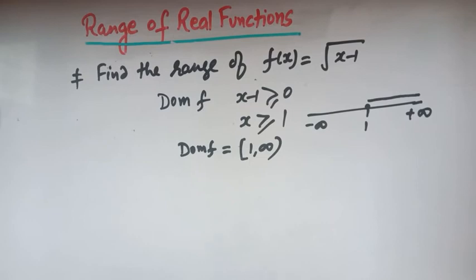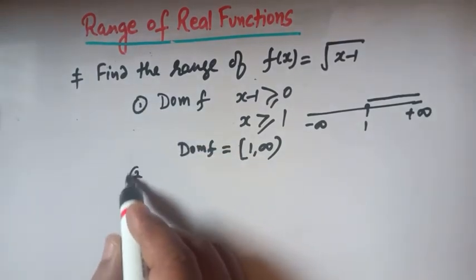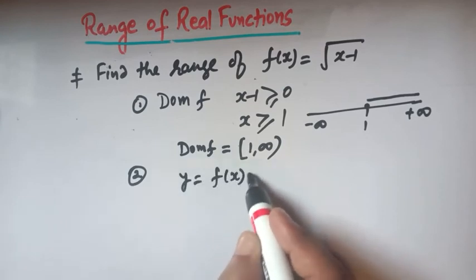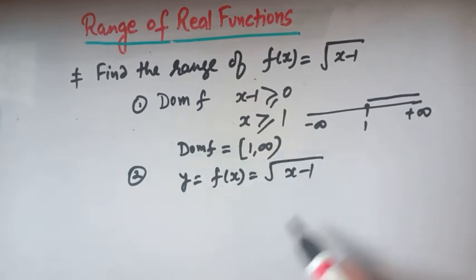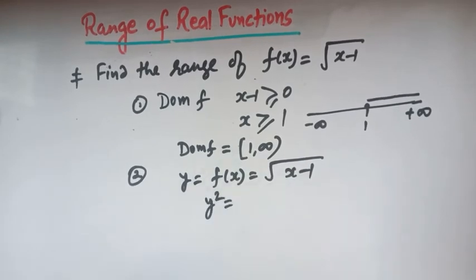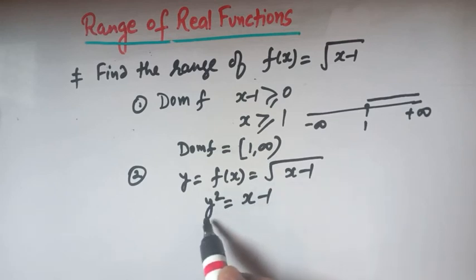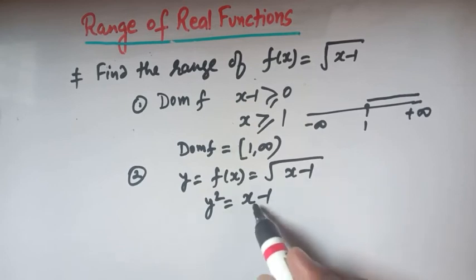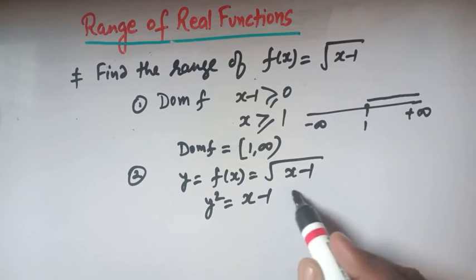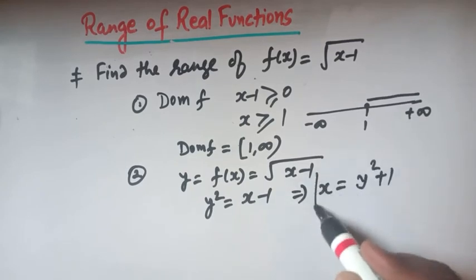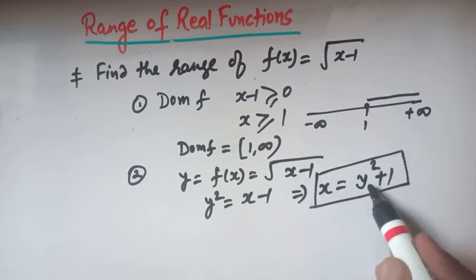Now we have to find the range. This is domain. Now we have to find the range. For range, we'll assume y is equal to f(x) is equal to square root of x minus 1. Now squaring both sides, what we'll get, y square is equal to x minus 1. Now we'll solve this equation in terms of y, or we'll express x in terms of y. So x is equal to y square plus 1, clear. So this is the relation between x and y.